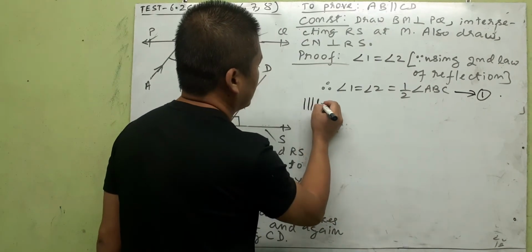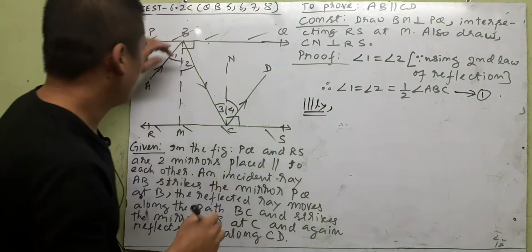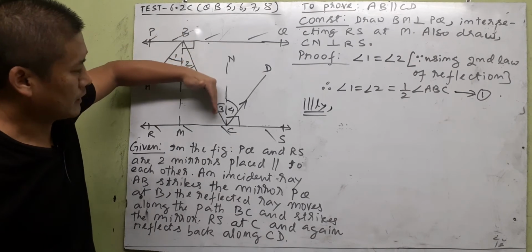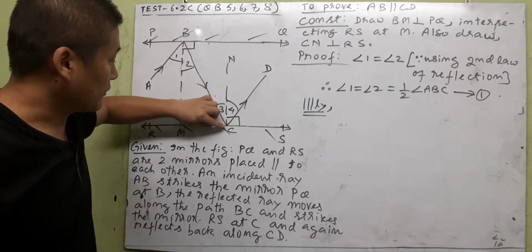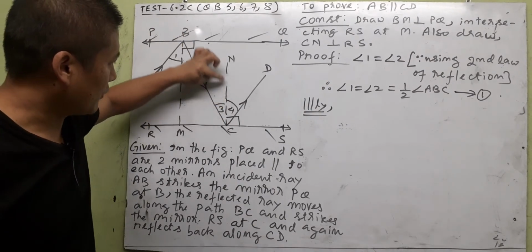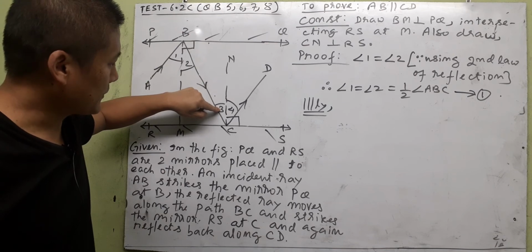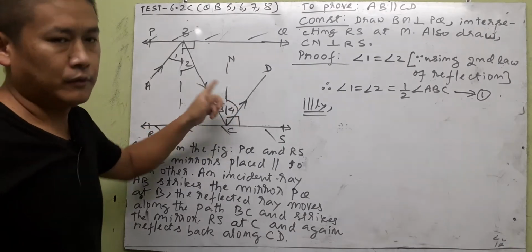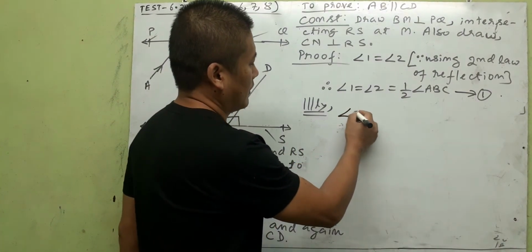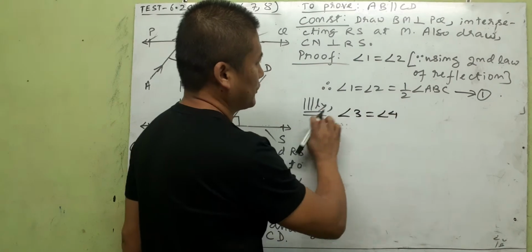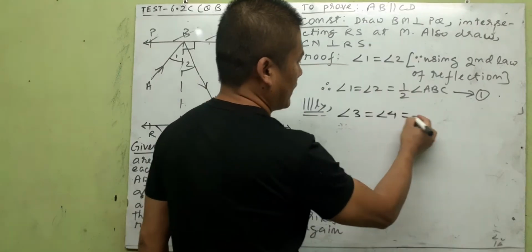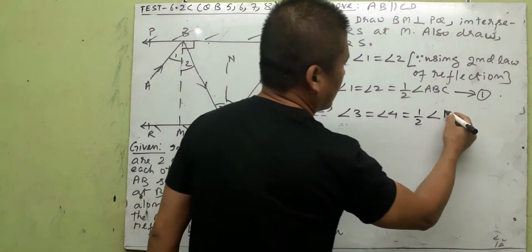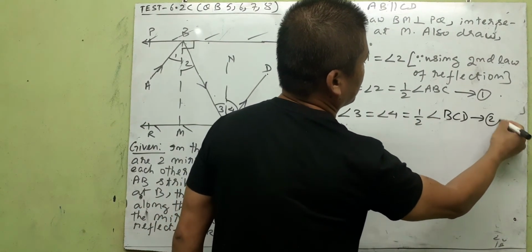Similarly, here, a similar kind of reflection is taking place. This reflected ray, when it strikes the second mirror RS, can be considered to be, in a sense, the incident ray now. So the angle between incident ray and normal here, 3, is the angle of incidence. Angle between the reflected ray and normal, 4, they will again be equal because by the second law of reflection. So we don't need to mention the reasons, we'll put similarly here. Equal to half of the whole angle BCD. So we write this one, just put it as 2.